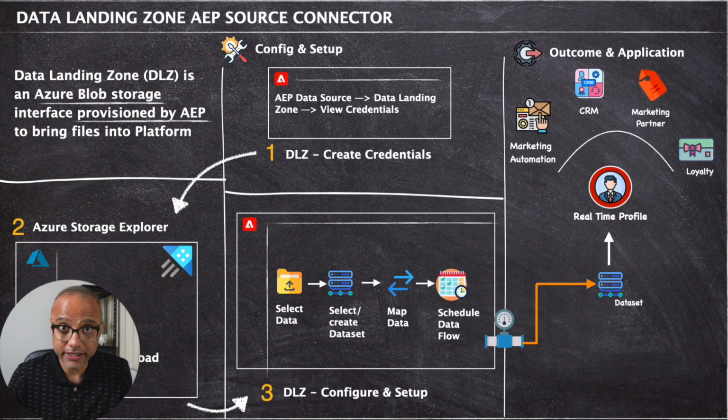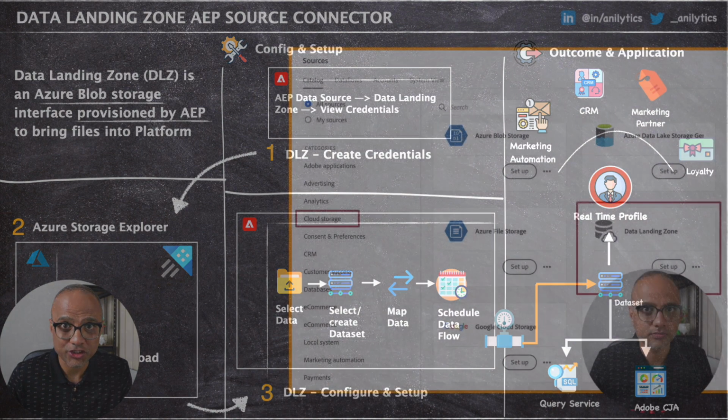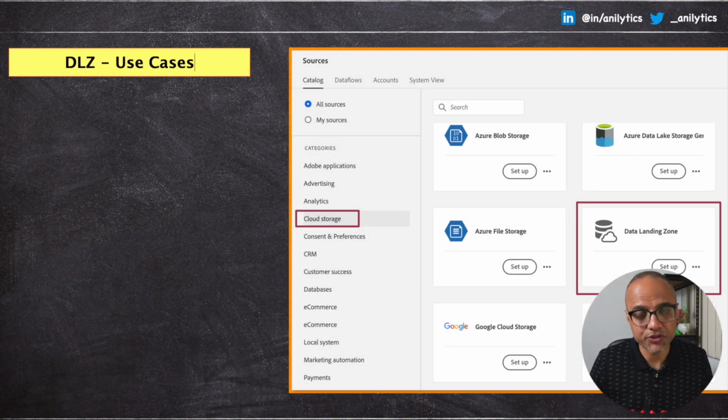Now, there's also a case where the dataset may not be enabled for profile and may be purely used for reporting purposes. In that case, of course, you have access to the query service to query the raw data or use the Adobe Customer Journey Analytics to create reports based on the data which was ingested. Right, so that was the setup and the outcome or the application of an end-to-end use of data ingested via the data landing zone.